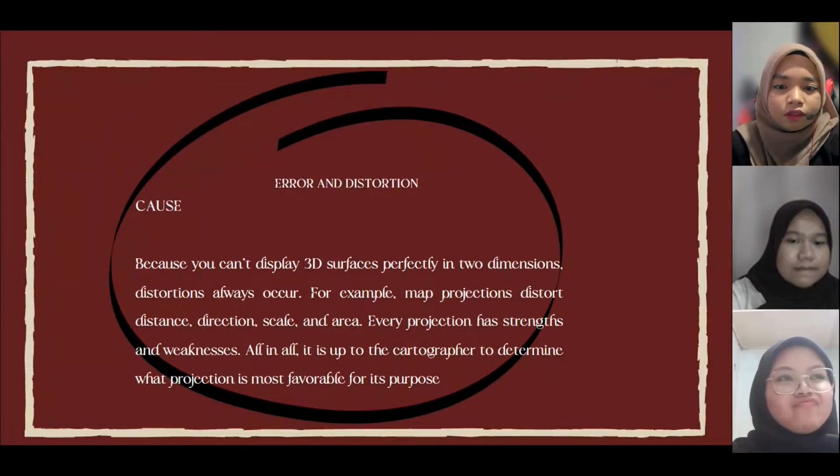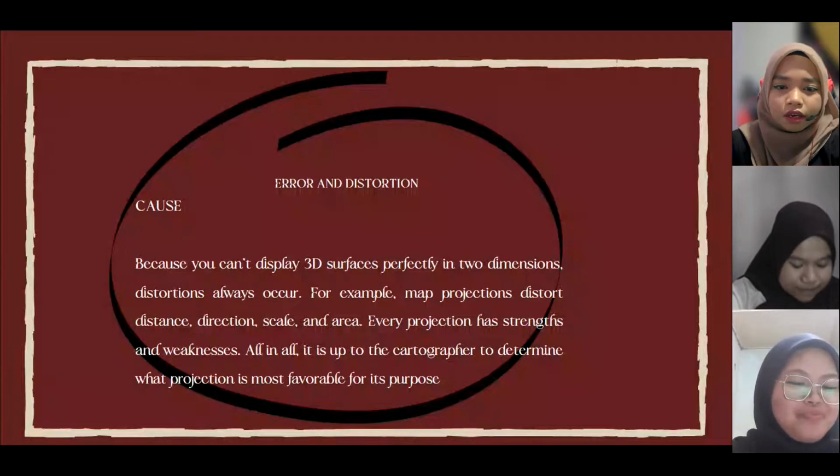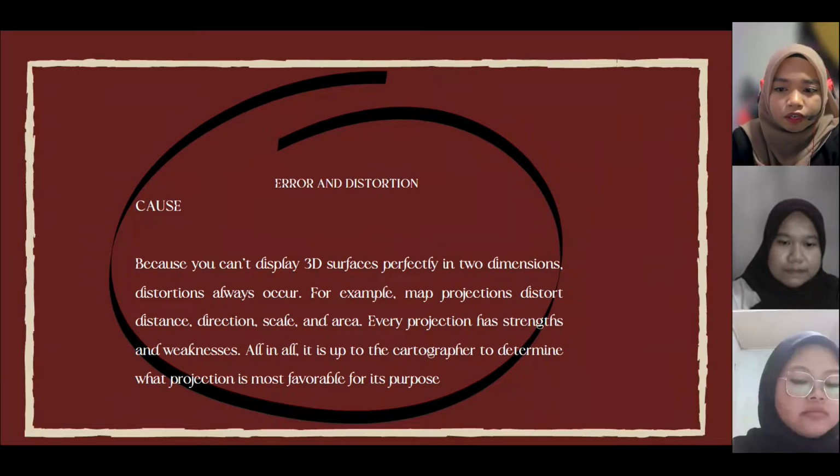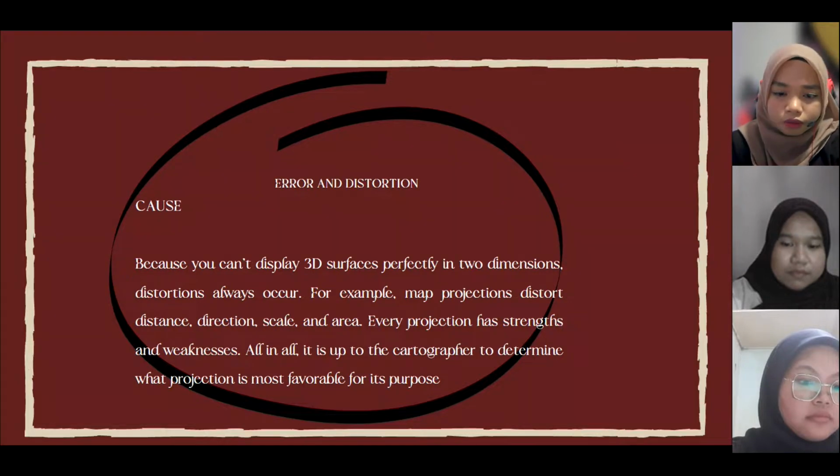Okay, I continue our presentation about error and distortion. Because you can't display a 3D surface perfectly in two dimensions, distortion always occurs. For example, map projections distort distance, direction, scale, and area. Every projection has strengths and weaknesses. All in all, it is up to the cartographer to determine what projection is most favorable for its purpose.